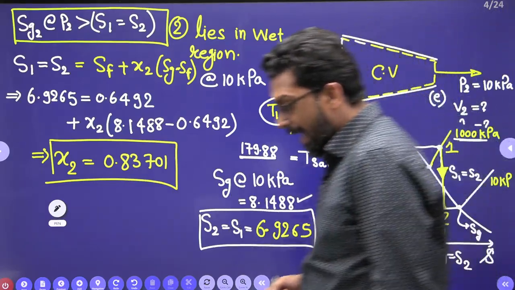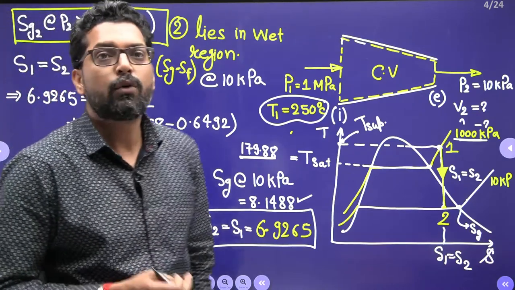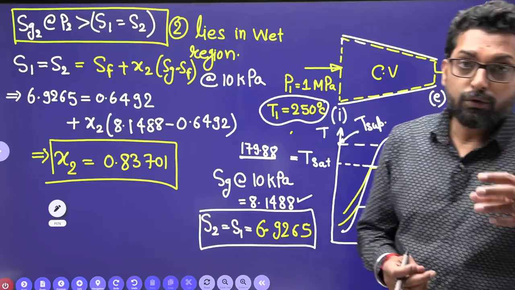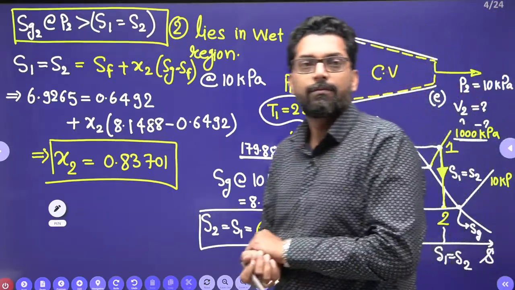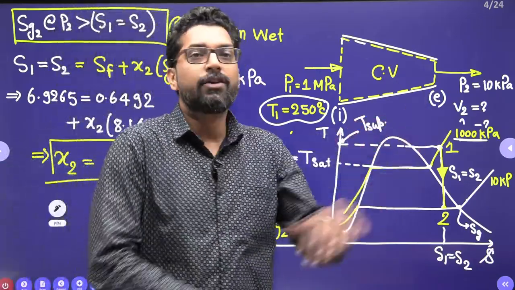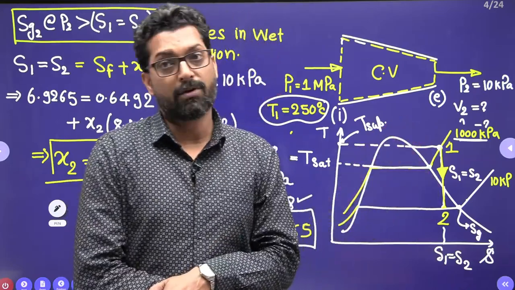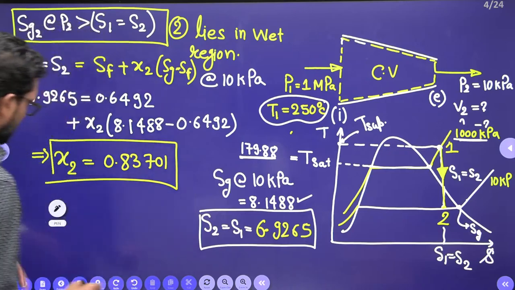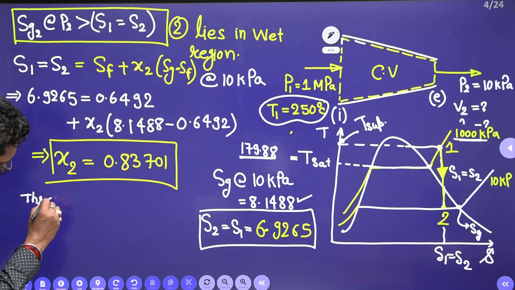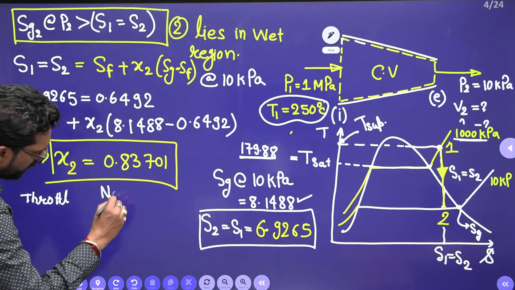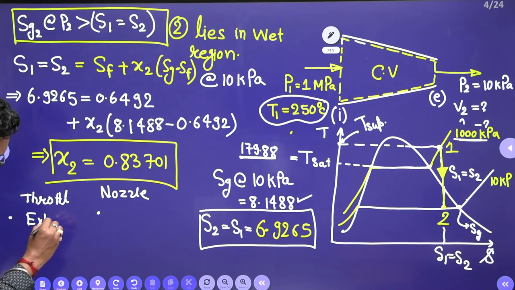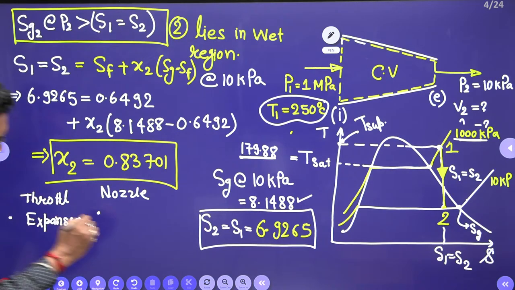See, in throttling and in the nozzle, do you know what is the difference between throttling and nozzle? One thing is very clear, throttling is also an expansion device. That means the pressure will reduce. Yes or no? Think very carefully. In the throttling process, beta, the pressure also reduces. So, if you write, what is the difference between throttling and nozzle? In both cases, expansion is done. This is also expansion, and in this, there is also expansion.